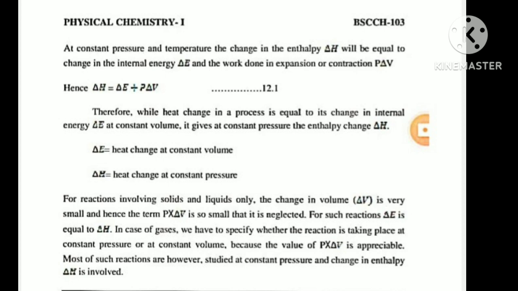In case of gases, we have to specify whether the reaction is taking place at constant pressure or at constant volume, because the term P into delta V is appreciable. Most of such reactions are however studied at constant pressure, and the change in enthalpy delta H is involved.